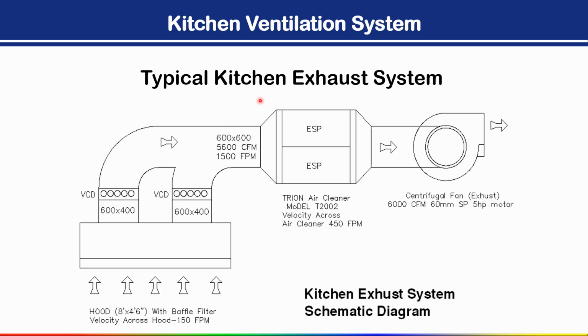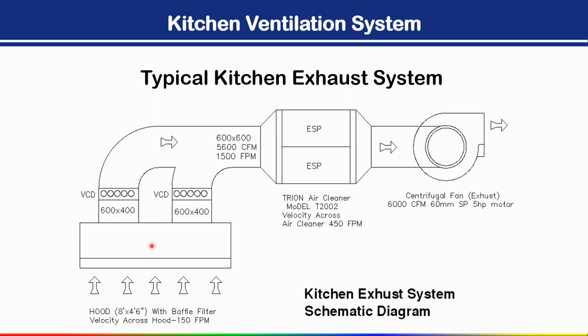So this is our typical kitchen exhaust system. You can see each and every component given here in this schematic diagram. First of all we have a hood, and the hood has a baffle filter. Why are we using a baffle filter here? The function of the baffle filter is that it only allows the smoke to enter and stops oil and grease particles. That is why, from time to time, we have to take out that baffle filter and wash it. We have to do the maintenance.